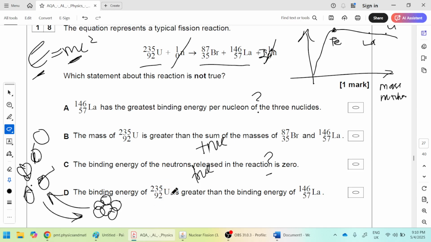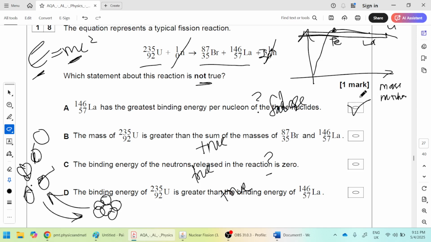Binding energy of this one is greater than the binding energy of this one for sure, because now this curve, y-axis, is binding energy per nucleon. Considering that uranium has 235 nucleons, it doesn't matter that binding energy per nucleon is slightly less, right? Because whatever number here, you are multiplying by 235, whatever number here, you are multiplying by 146. So this one is going to be way higher. So this is going to be true as well. Therefore, by process of elimination, I think this is going to be false, right?